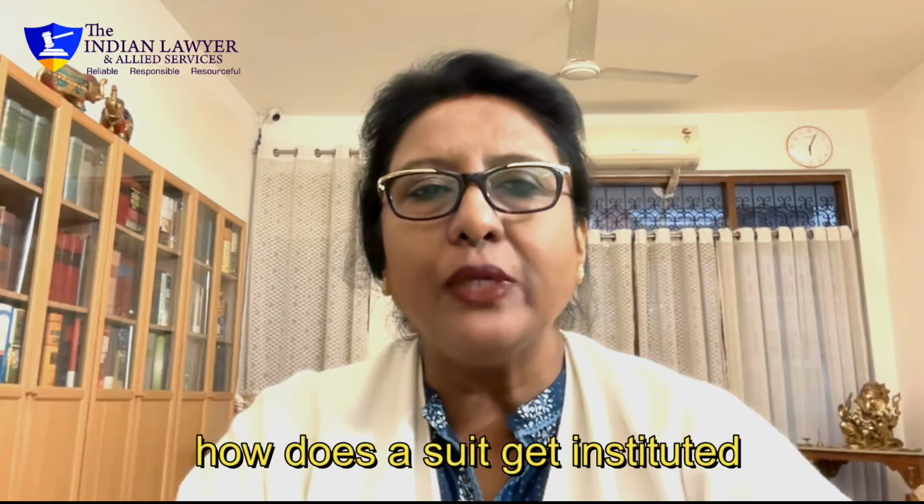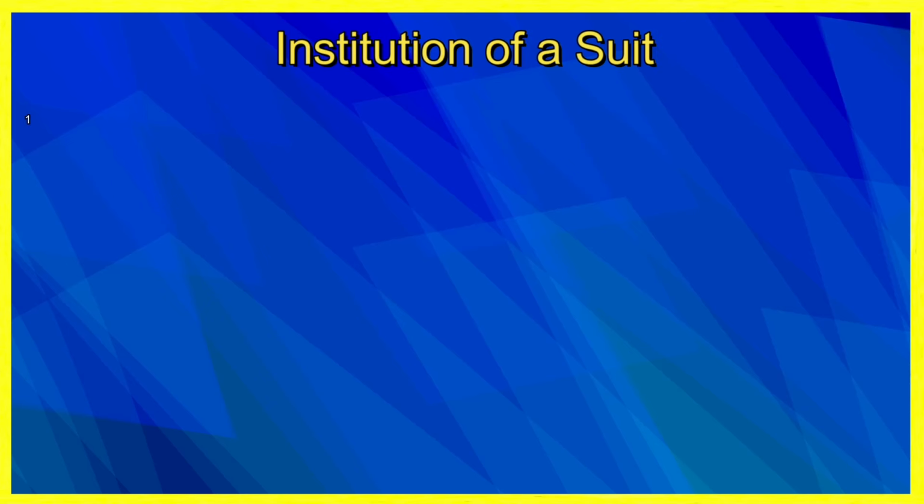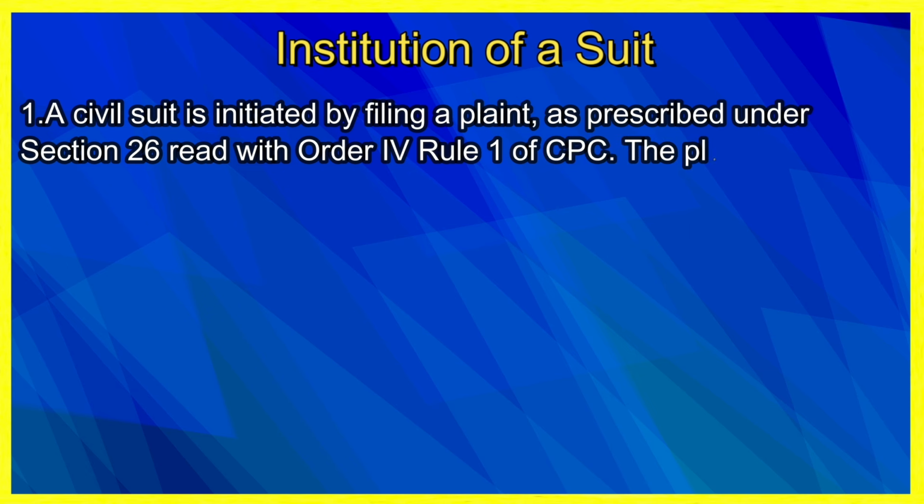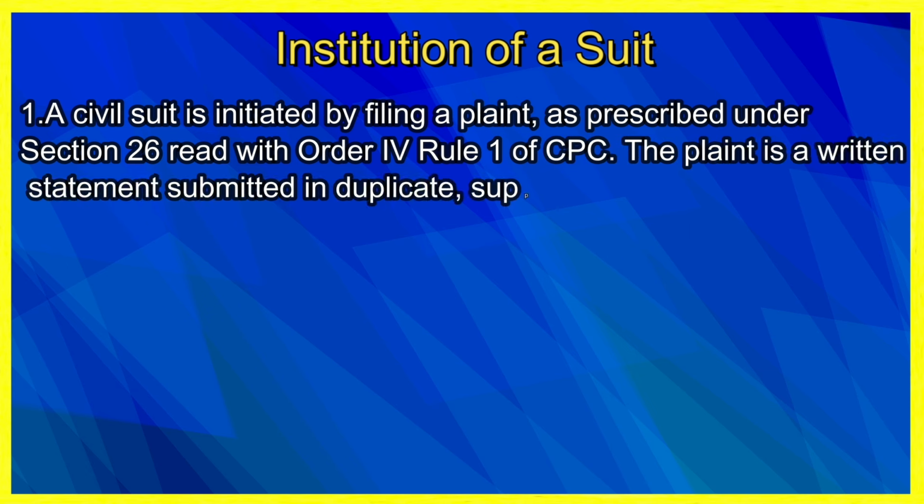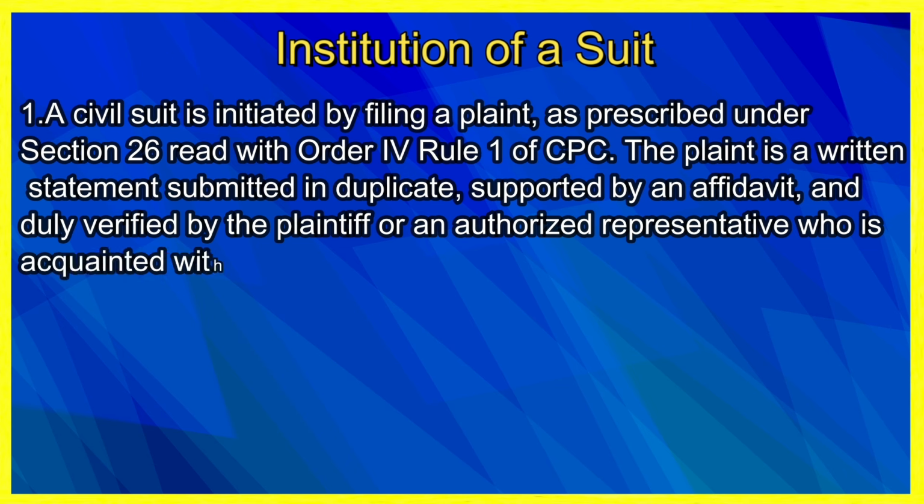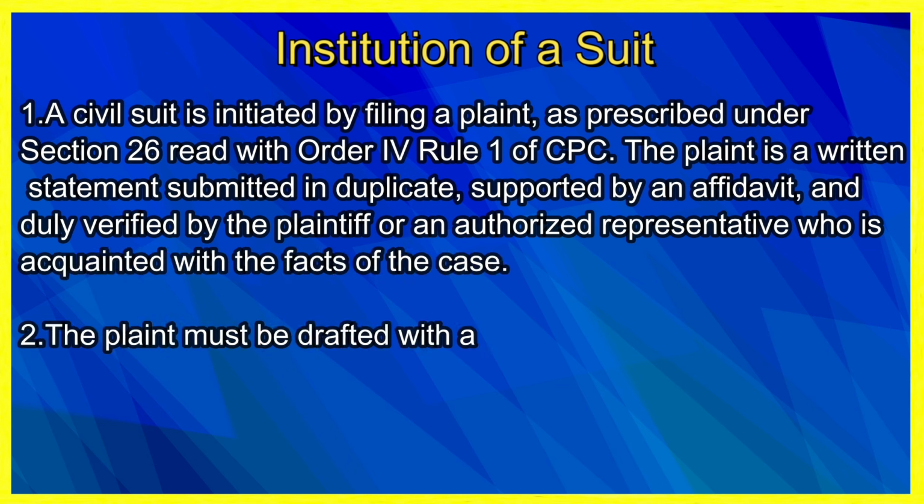Now, how does a suit get instituted? A civil suit is initiated by filing of a plaint which is prescribed in Order 4, Rule 1 of the CPC. The plaint is a written statement in which the plaintiff pleads all the facts that are important for proving his case. This has to be supported with an affidavit in which he or she has to swear that the facts that have been pleaded are true and correct.